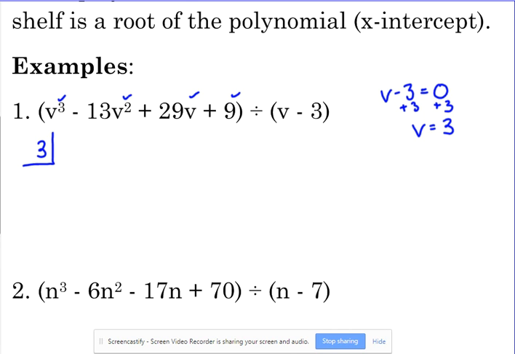So we're going to list the coefficients beside the shelf. The first coefficient is a 1. There's nothing there. It's understood to be a 1. Negative 13, 29, and 9. Then we leave ourselves a space, like a whole line of space, because we're going to put another row of numbers there in a second, and draw a line.